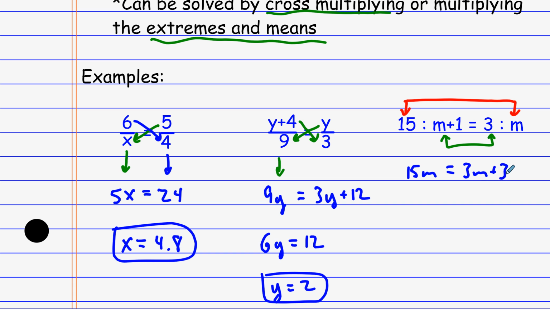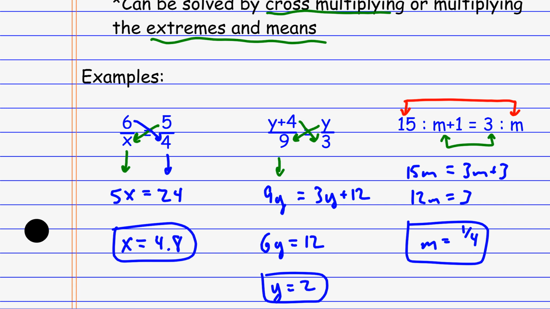And now I can solve the same way that I always have solved. Okay, I subtract the 3m. That gives me a 12m. And now I divide each side by the 12, and that gives me a 1/4. Okay? So again, if you're uncomfortable with the extremes and the means, convert this thing to the fraction form and then just cross-multiply. All right?